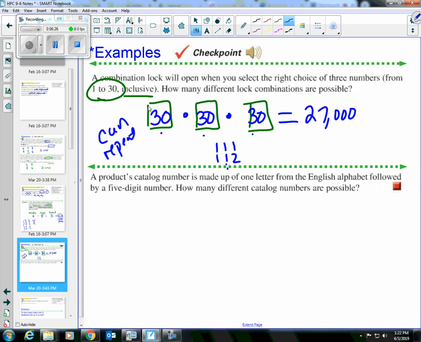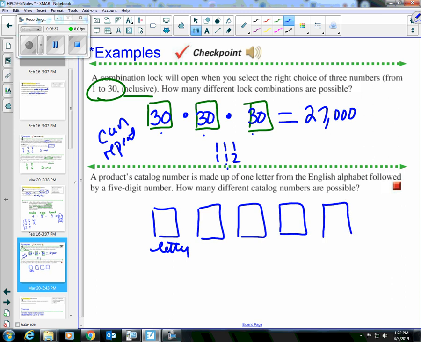Let's try another one. Product catalog numbers made up of 1 letter. So we have a letter first, followed by a 5-digit number. So for me, you're going to see me do this a lot. I really like to have visuals for these. It really helps me kind of lay things out. So this is going to be a number. Each of these are a digit. All right, so let's talk about our choices.